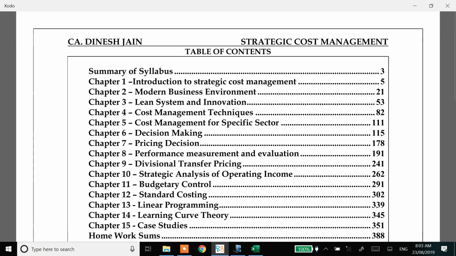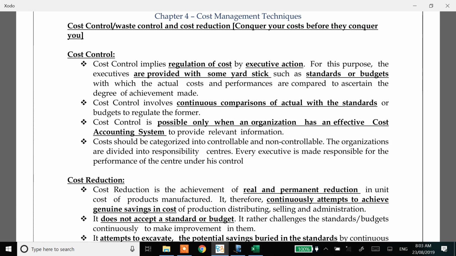So I'll go to chapter 4 on cost management techniques. In cost management techniques, there are multiple aspects. We will today start with something called target costing. So I have some problem based area there. So I'll focus on target costing. Next class again we'll continue with target costing.